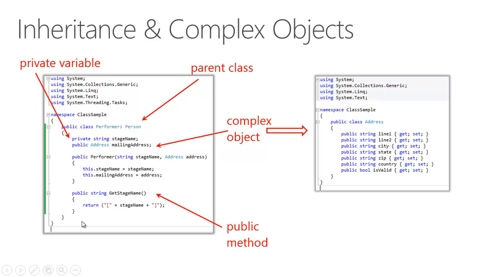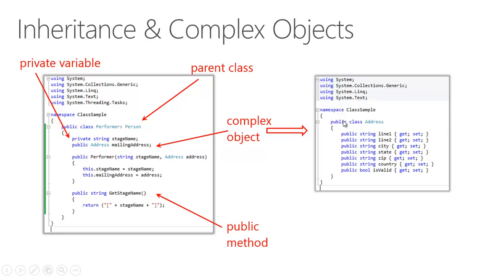Finally, we have a public method called getStageName, and this one actually returns the private stage name variable but adds additional things to it. This shows that you can have a private value, but instead of using it as is, you can manipulate it and do other things to it before you return it publicly.